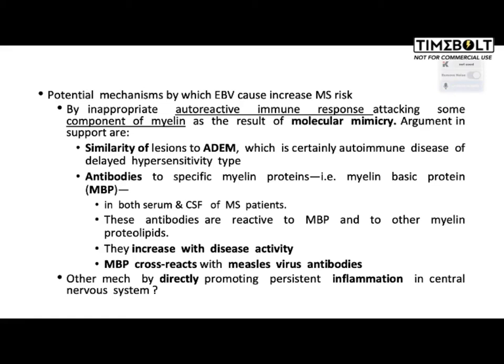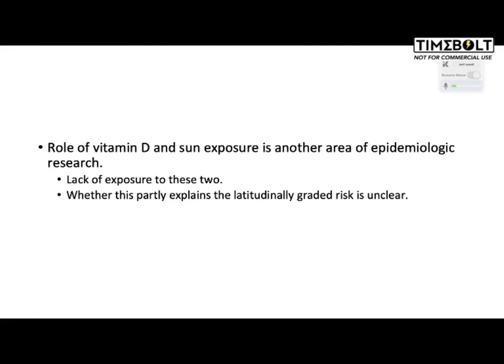These are found in both the serum and CSF of MS patients, and they are reactive to myelin basic protein and to other myelin proteolipids. These increase with disease activity, and the myelin basic protein cross-reacts with measles virus antibodies as well. The other mechanism by which Epstein-Barr virus can cause increased MS risk is by directly promoting persistent inflammation in the central nervous system. The role of vitamin D and sun exposure is another area of epidemiological research.